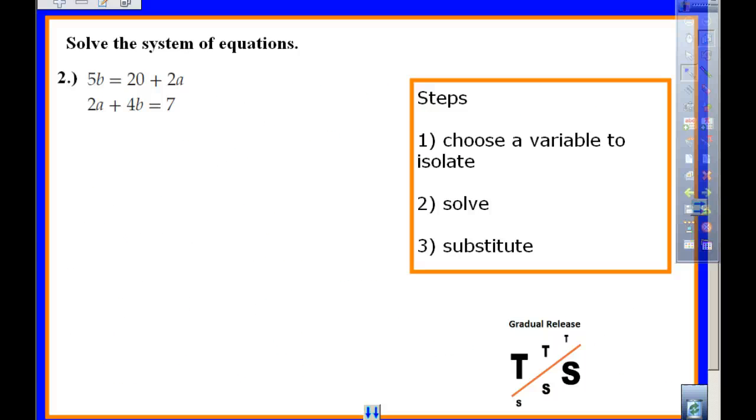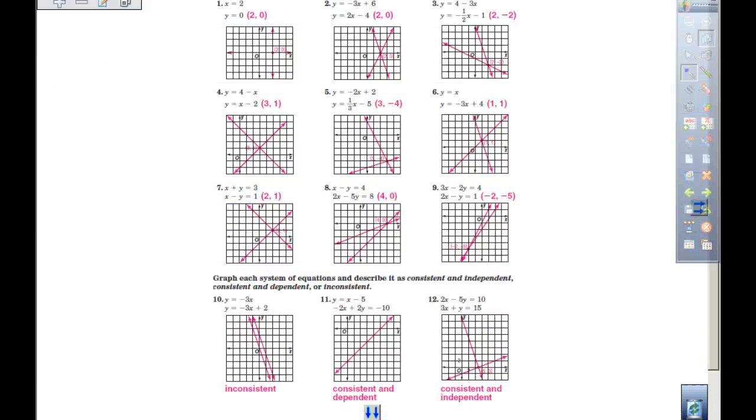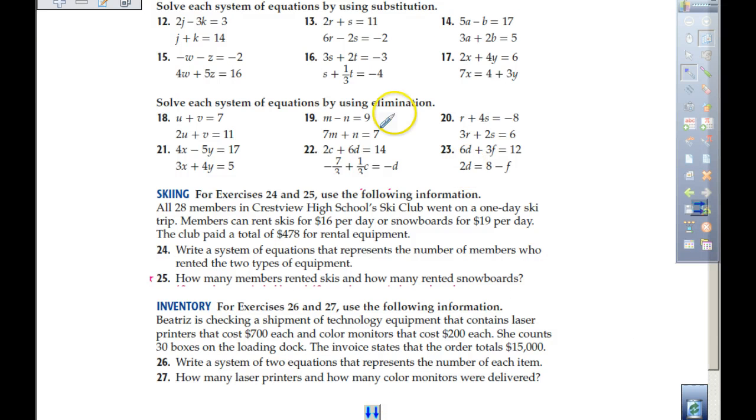All right, so let's have you get started. You'll see it says solve by using substitution, solve by using elimination. So make sure you use those methods. Let's go ahead and start. We'll do a few together, help you get started. If you want to continue this page, that's fine. If you want to get a clean sheet, that's fine as well.